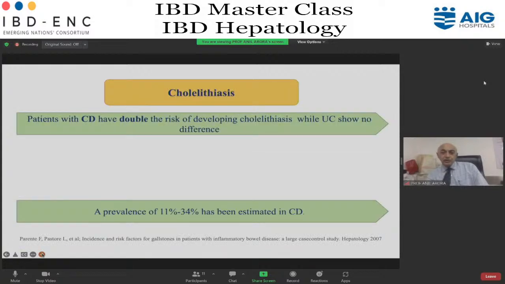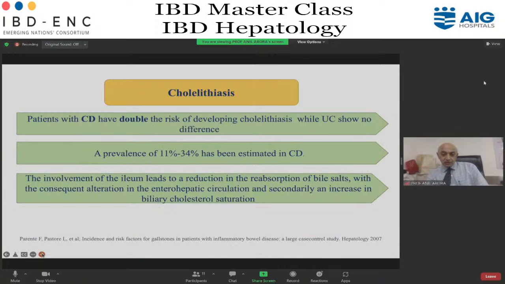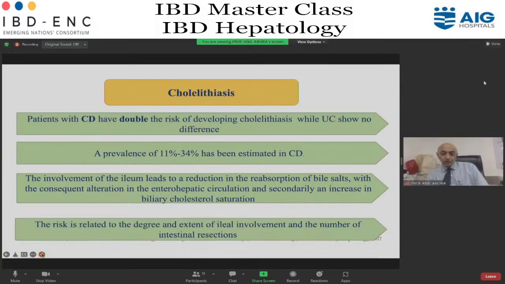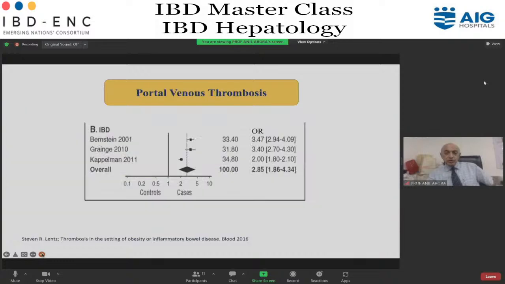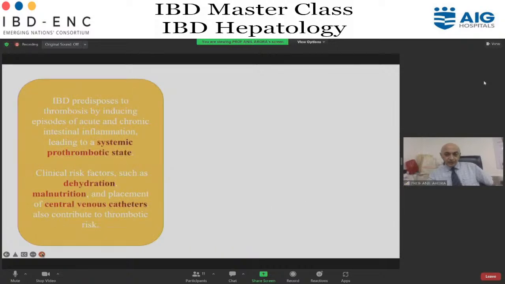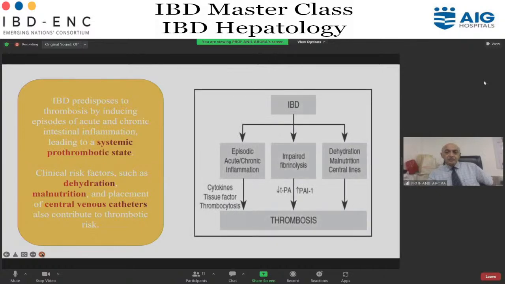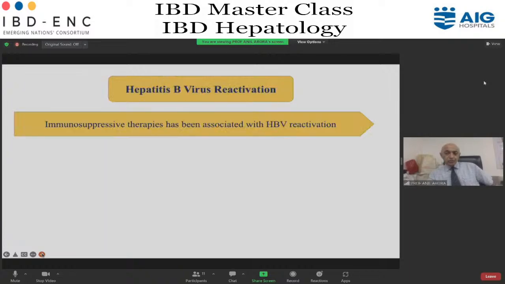Cholelithiasis is far more common in Crohn's disease, almost double the risk of that of the general population. The reason mentioned is there is a decrease in the absorption of bile acid from the inflamed distal gut. So Crohn's disease patients have almost double the incidence of gallstones. Similarly, patients with inflammatory bowel disease are more likely to have portal vein thrombosis, with a hazard ratio of 2.8. And the reasons mentioned are a multitude. You have impaired fibrinolysis, dehydration, malnutrition, and the number of central lines which predispose to thrombosis.